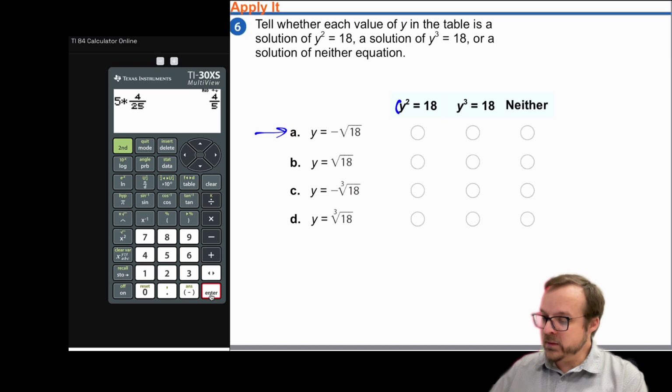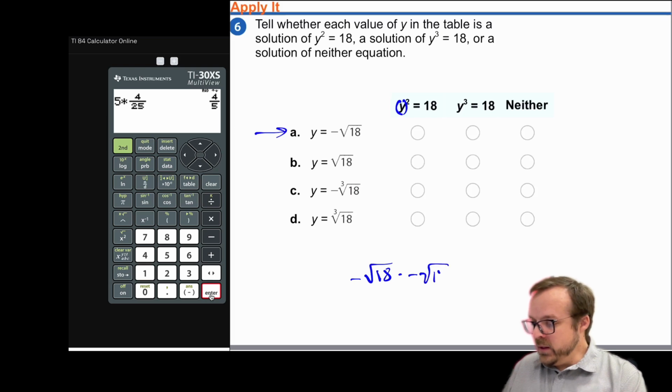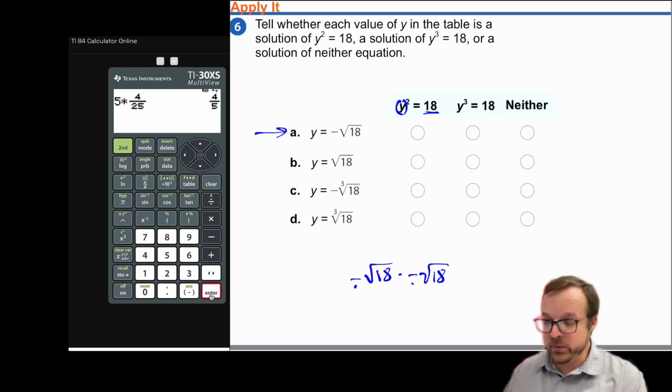So if we were to replace this y with a negative square root of 18, you're basically saying negative square root 18 times negative square root 18. Well, negative times a negative is a positive. That's good. We want it to be positive. And then square root of 18 times the square root of 18, that's squaring a square root. That is 18. So this one does work. All right, next one.